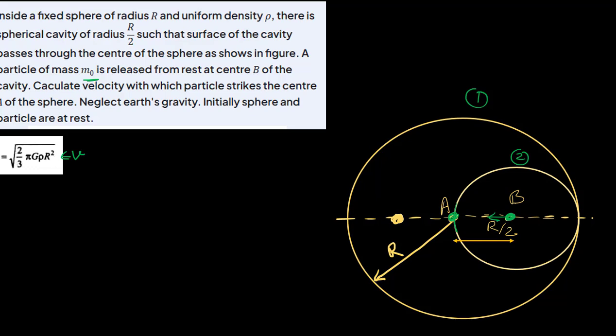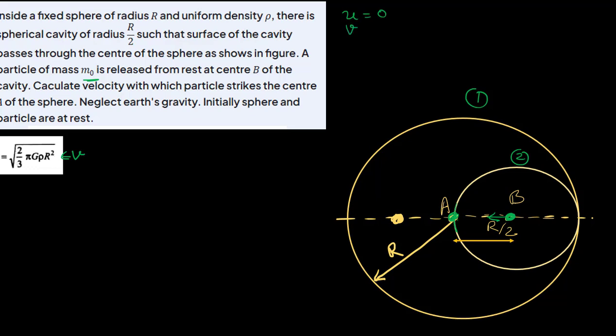At what speed will it hit point A? So what will be the velocity at point A? That is what we have been asked to find. Our approach will be very, very simple. We are talking of motion from point B to point A. The mass is initially at rest, so I can write down u is equal to 0, and we want to find out v.